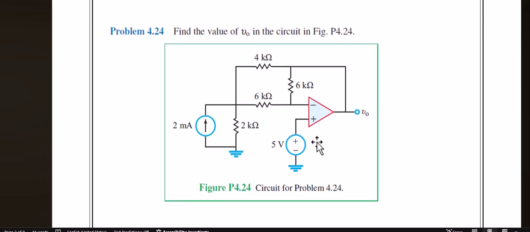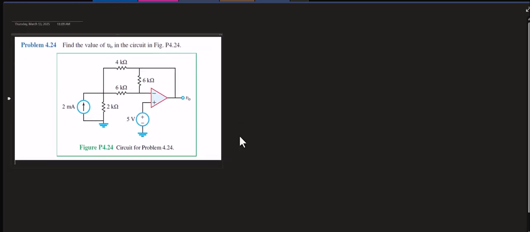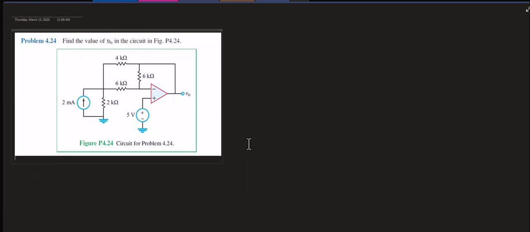Okay, so let's take a look at our circuit and see what we know. I'm just going to write down some stuff. I haven't done this problem in a year, so I don't remember how it works out. I see that V plus is 5 volts because it's got a 5-volt voltage source there, so I know V minus has to be 5 volts.